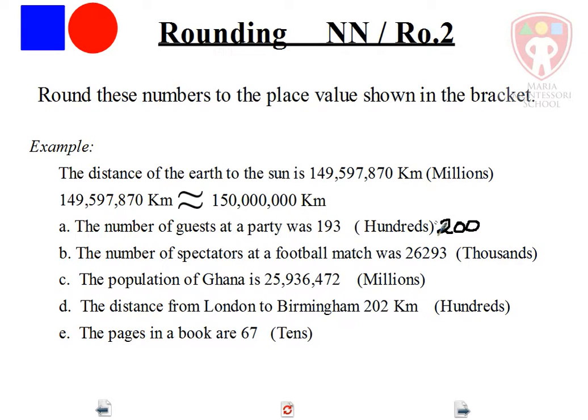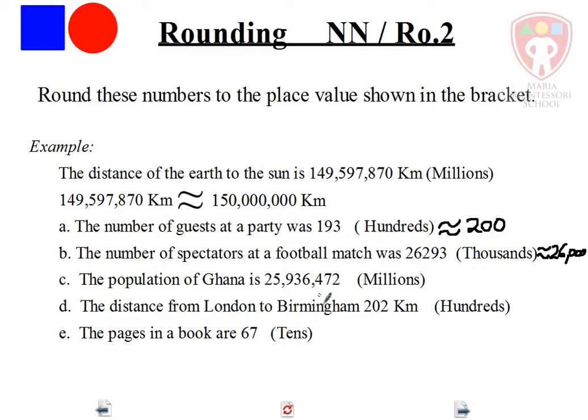And we should put that approximate sign in. So let's just tidy this up. We're not writing equal because it doesn't equal that. We put our wavy equal sign, and we said it's approximately 200. The number of spectators at the football match was 26,293, which we know is approximately, to the nearest 1,000, 26,000.